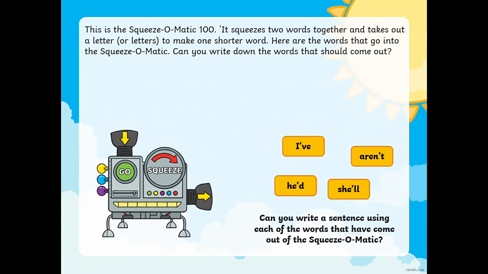Now, I'd like you to write 4 sentences using each of those words once. So if I was going to write a sentence, I might choose the first one, I've, and my sentence might be, I've got a really noisy, really naughty dog. And of course, I would put a full stop at the end of my sentence. Remember, when you're writing your sentences, you need to use a capital letter at the start, you need to use finger spaces, and you need to use a full stop at the end. Make sure your sentences are on the lines and your letters are correctly formed. Pause the video while you write your 4 sentences.